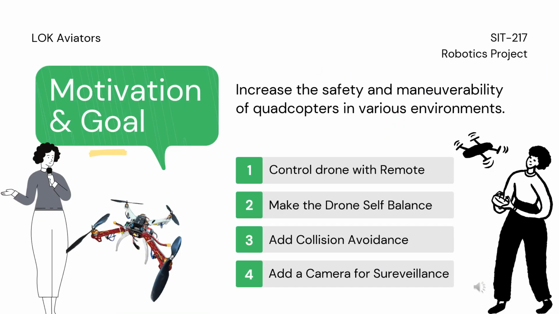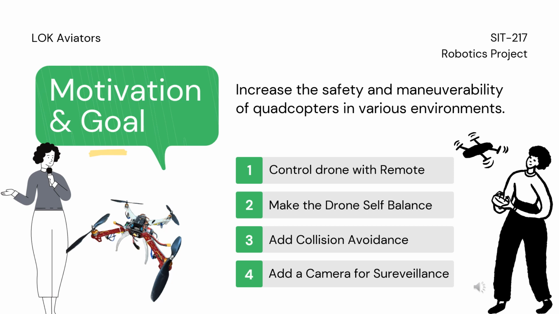Our goal was to control the drone with the remote, making it self balance, adding collision avoidance, and incorporating a surveillance camera. Our goal is to enhance the drone's functionality and performance. We developed a self balancing mechanism to maintain stability during flight, ensuring precise control. To address safety concerns, we integrated collision avoidance technology.